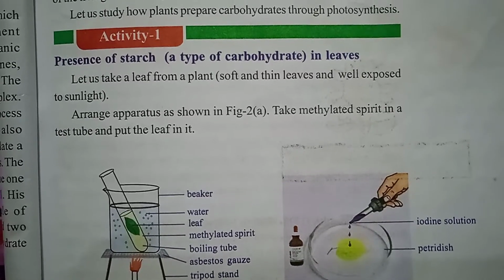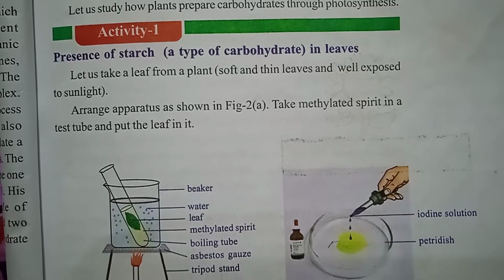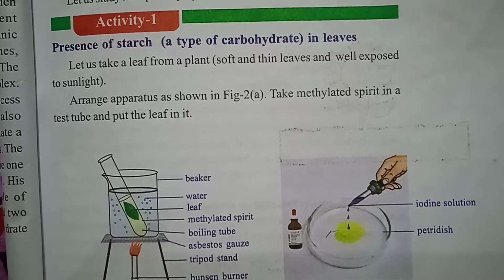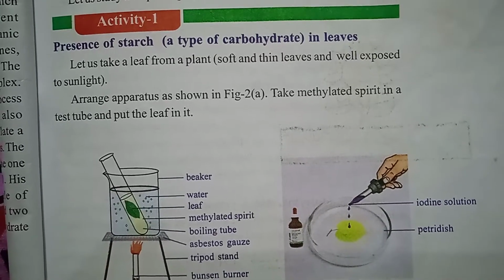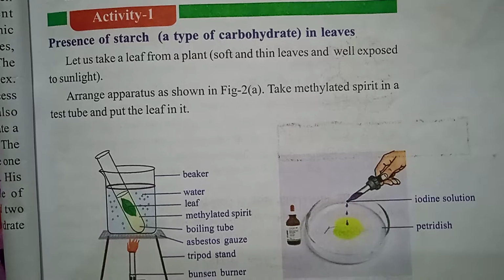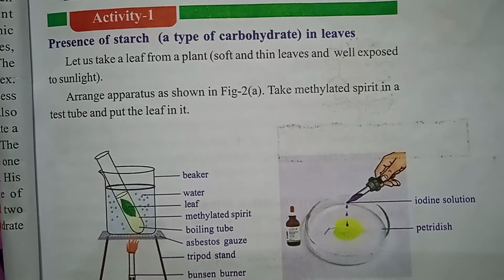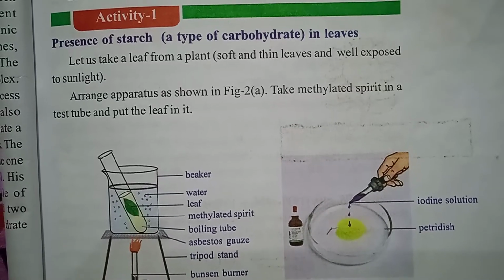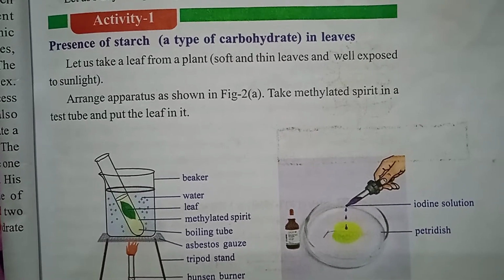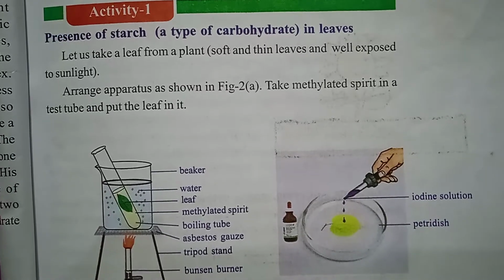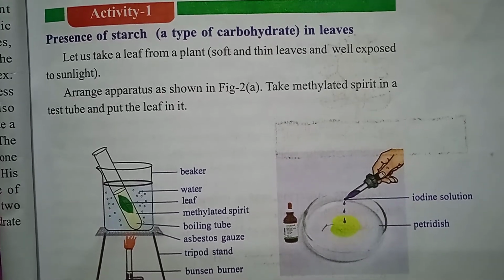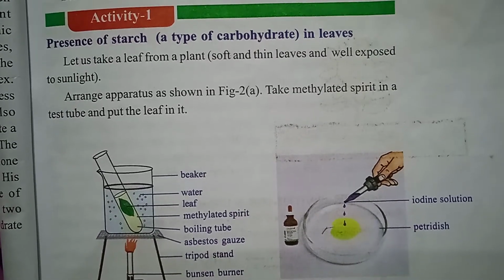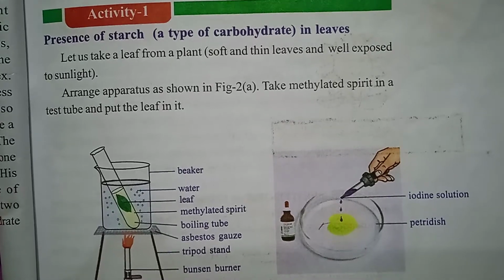What are the materials required to do this activity? We need to know. Here you see a glass beaker, a test tube, a tripod stand, a Bunsen burner, methylated spirit, water, a thin and soft leaf which is well exposed to sunlight, iodine solution, and a petri dish. These are all the materials we require to do this activity.